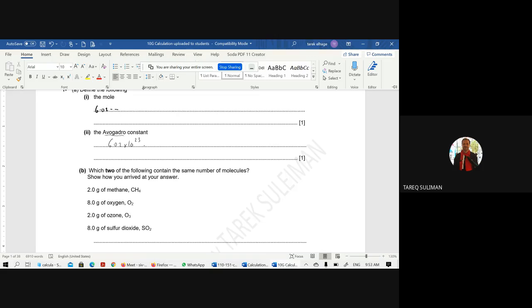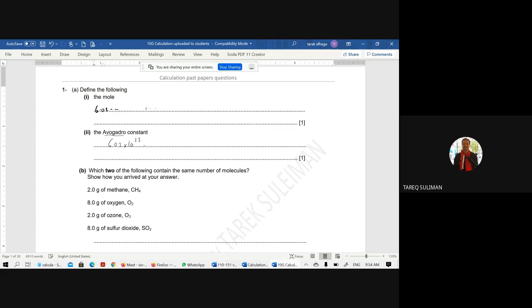So mole is a quantity of matter that contains the same number of particles as in 12 grams of carbon 12. And as Muhammad said, mole is the number of particles in 12 grams of carbon 12, accepted. Clear?